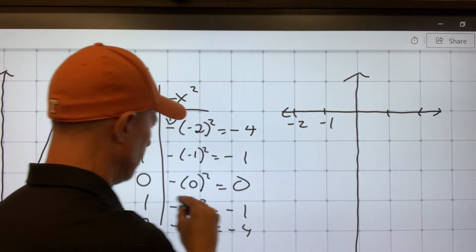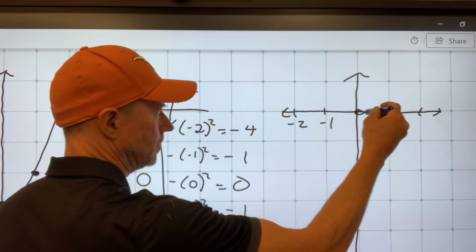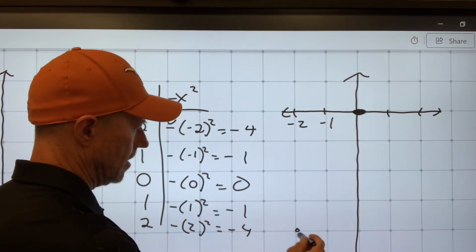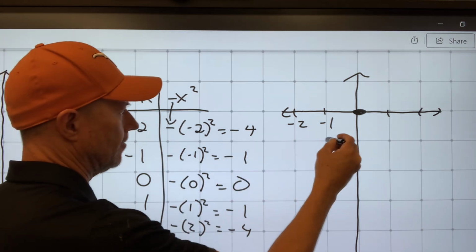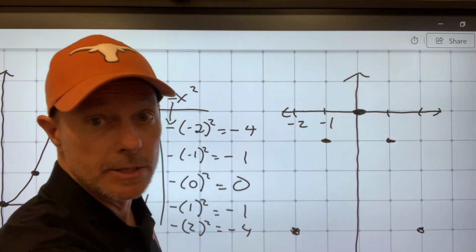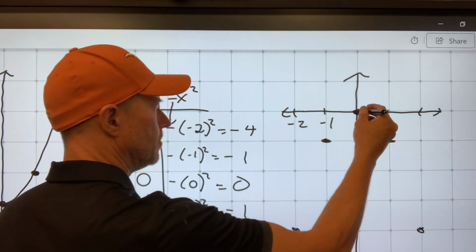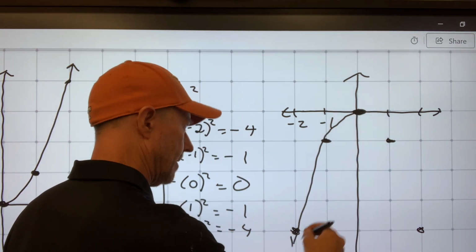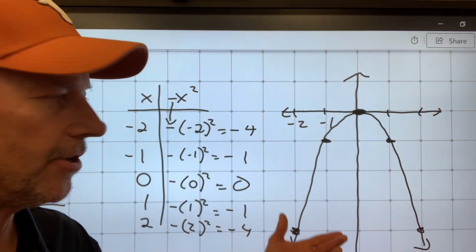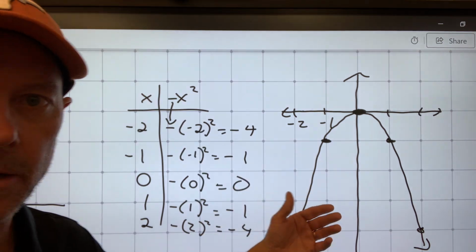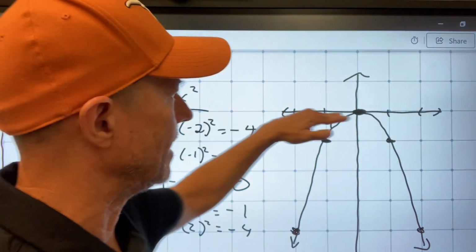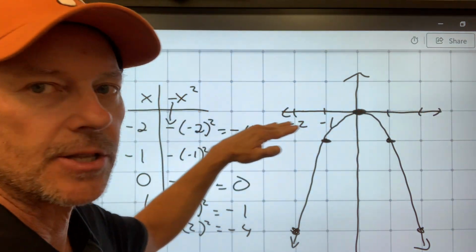Well, it's still going through 0, 0, but at -2, it went to -4. And at -1, it went to -1. And at +1, it was -1, and 2, it was -4. Can we see all that? Yes, we can. So the parabola is now here. And notice it's a mirror image of the original parent parabola. We call it a reflection because it's a mirror image, and it's using the x-axis as the mirror.